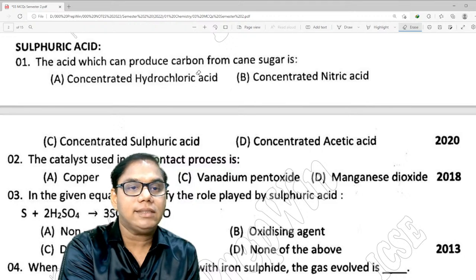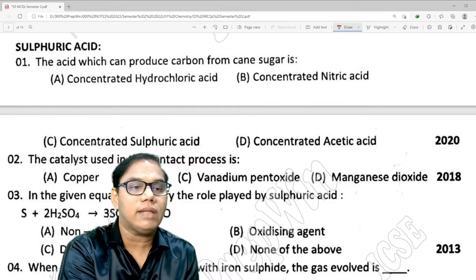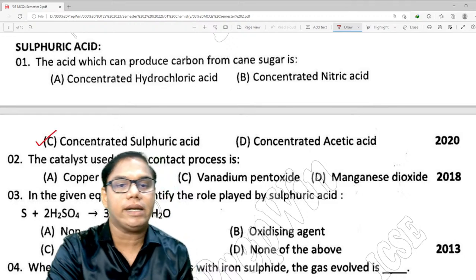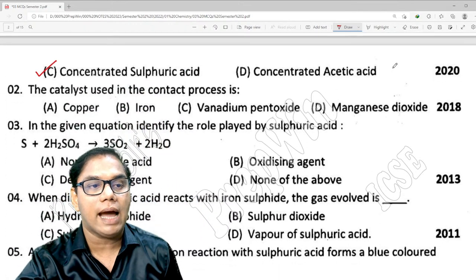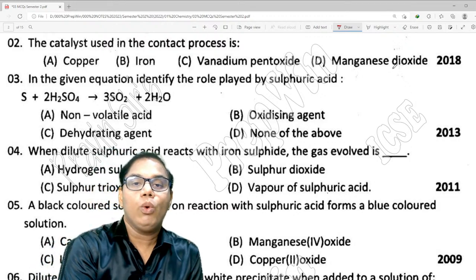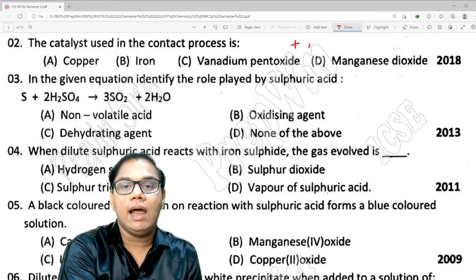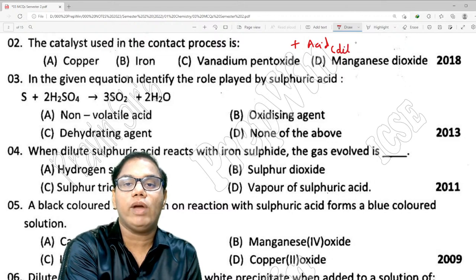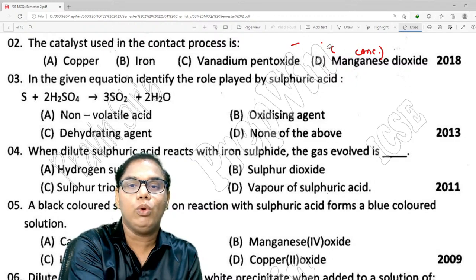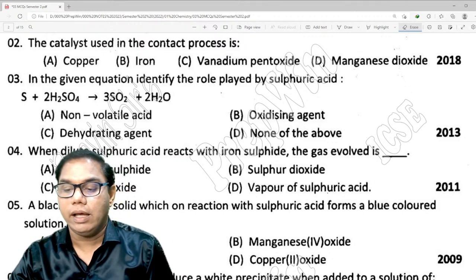The acid, which acid? Without any doubt, that acid is concentrated sulfuric acid. I have made this clear. I want to repeat this once again. Whenever you are writing a chemical reaction with an acid, mention in subscript whether it is concentrated or dilute, or else you are going to lose your marks. Am I loud and clear to all of you?